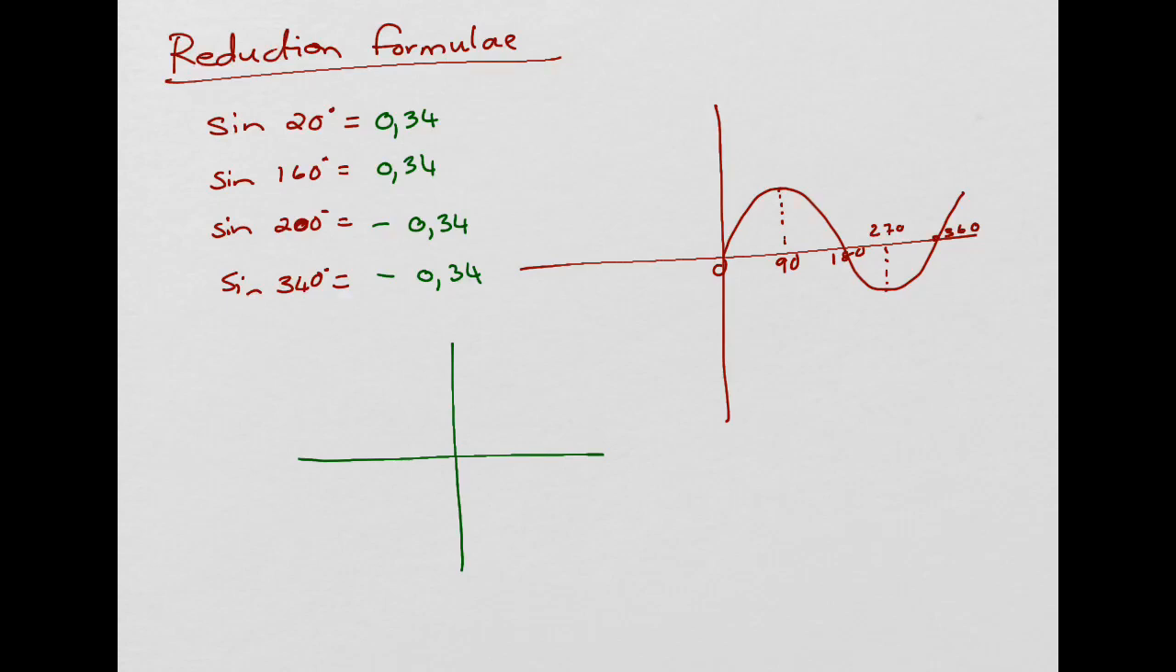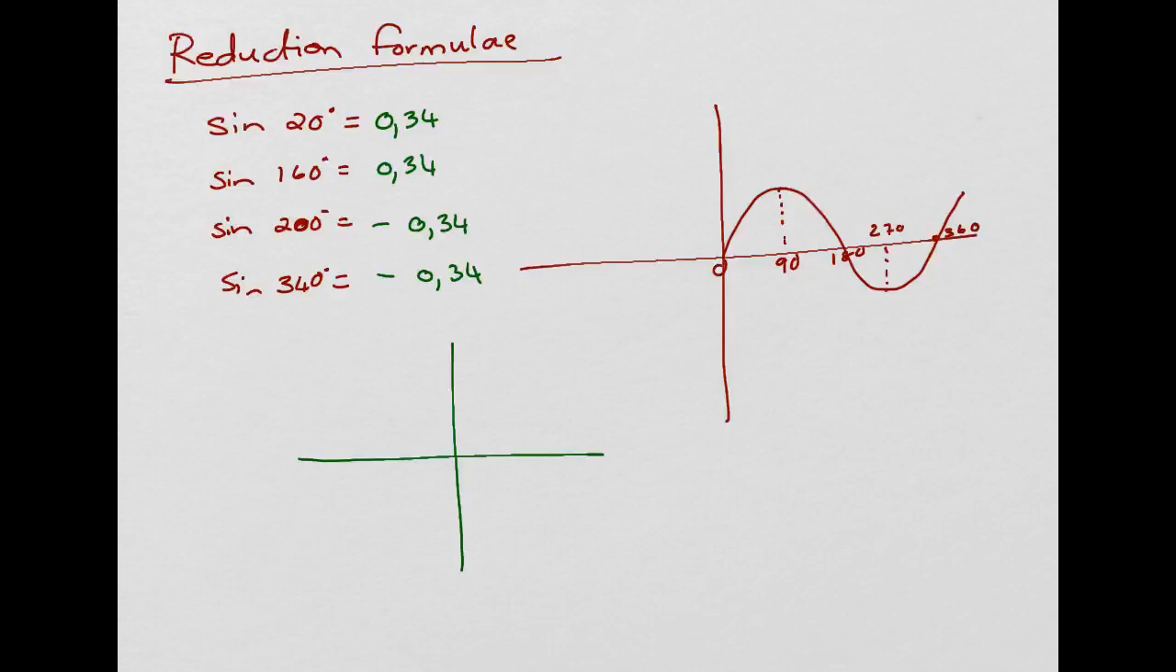All right, grade 11s, what we're going to do now is look at the reduction formulae, which is a method that we're going to use to take large angles bigger than 90 and reduce them to acute angles. In other words, angles that are smaller than 90. It just makes everything a little bit easier when we're simplifying bigger questions. All right, so we're going to start looking at sine 20, sine 160, sine 200, sine 340.